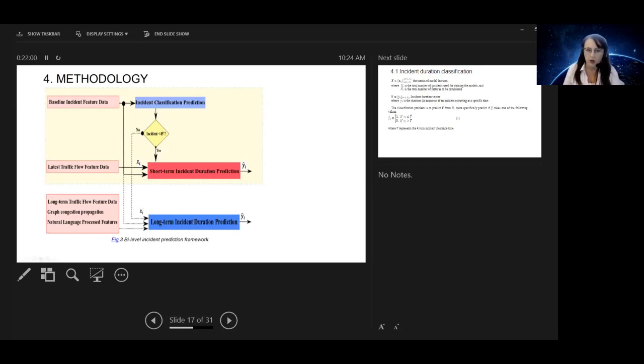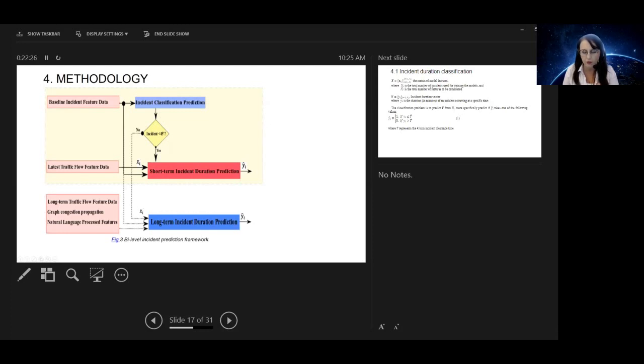However, if there are longer incidents, more than 45 minutes, this is a very complicated problem, as you have seen earlier. We're faced with long-term incident duration prediction, and this requires not only the traffic flow dataset, but you need historical traffic flow in that area to build the patterns. We need to build graph congestion propagation, NLP, and so on. So this is much more complicated.